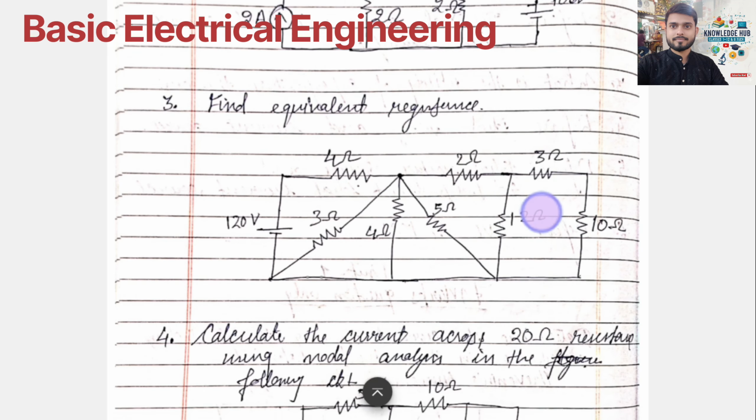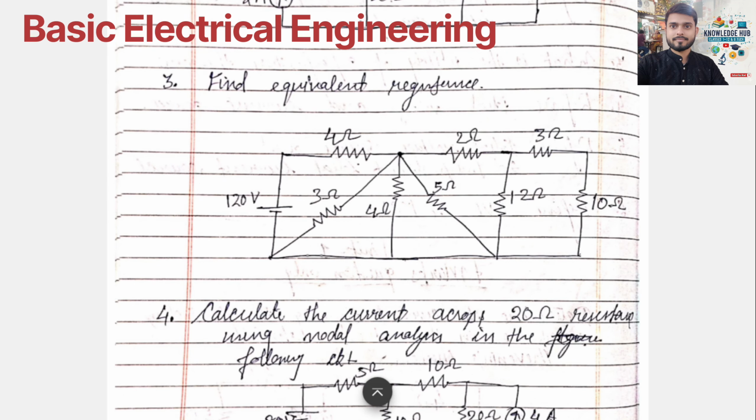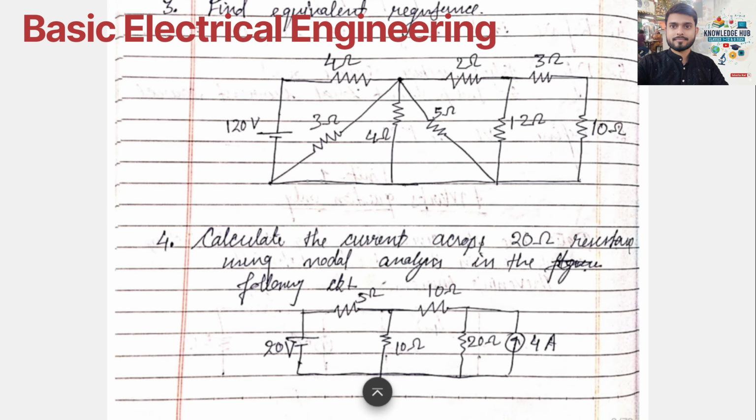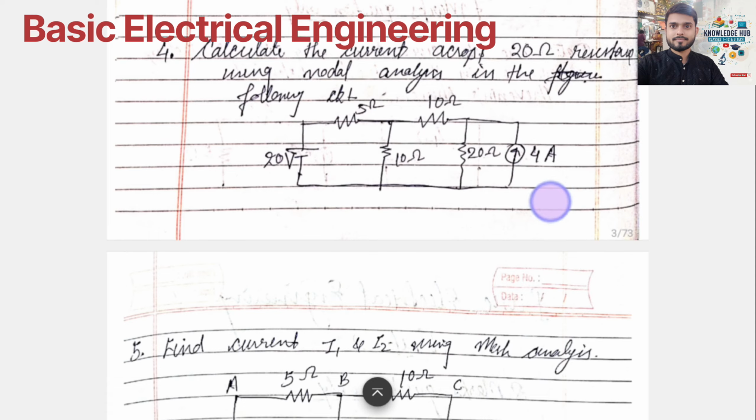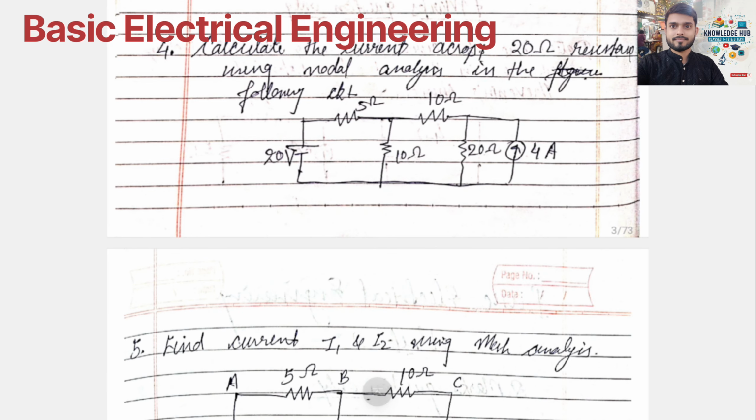Now we proceed to the third question: find the equivalent resistance. This is 120 volt, 4 ohm resistance, 3. The fourth question is: calculate the current across the 20 ohm resistance using nodal analysis. According to this circuit, you have to explain the 20 ohm one.